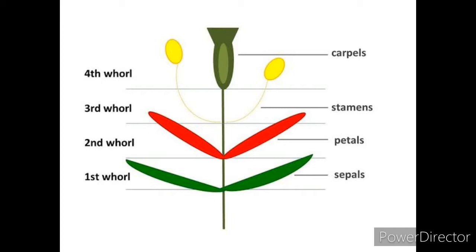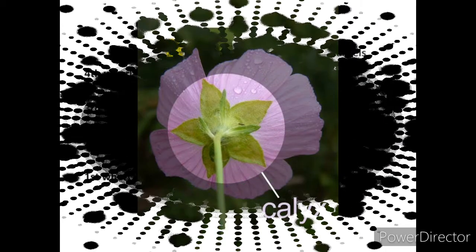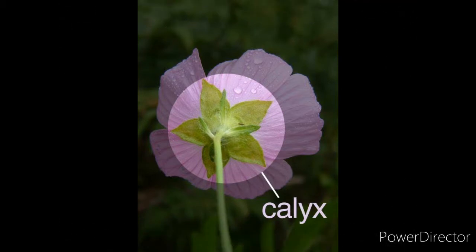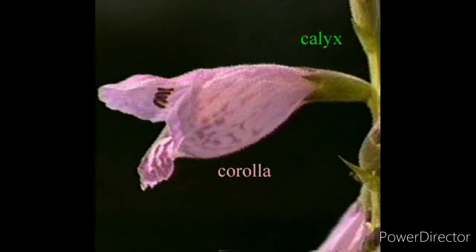First whorl, green sepals. These are collectively called the calyx. Second whorl, it's the large, brightly colored petals, collectively called the corolla.